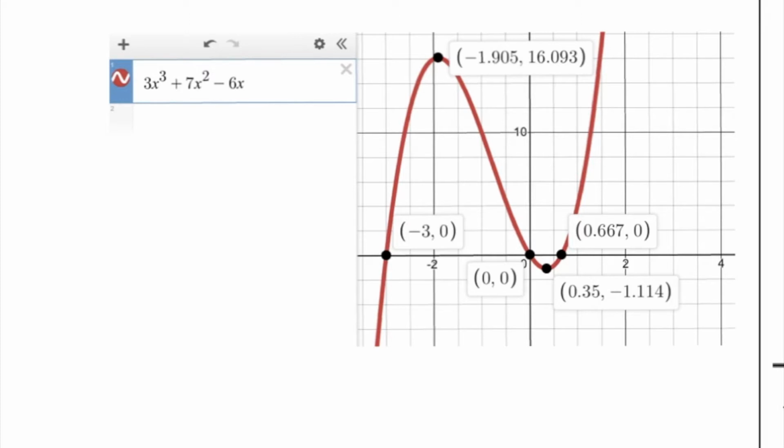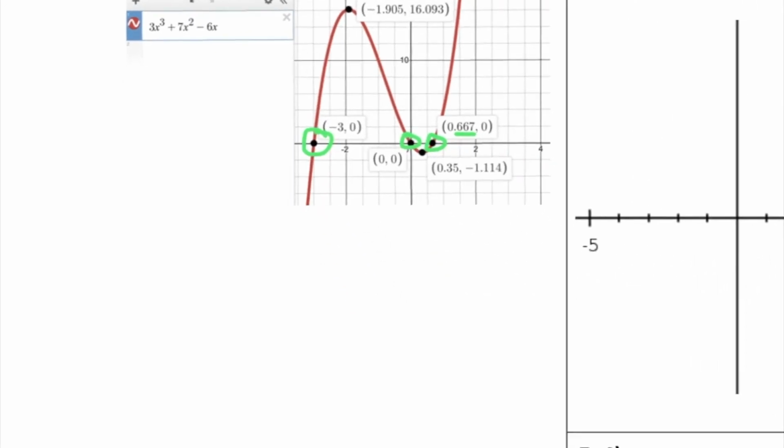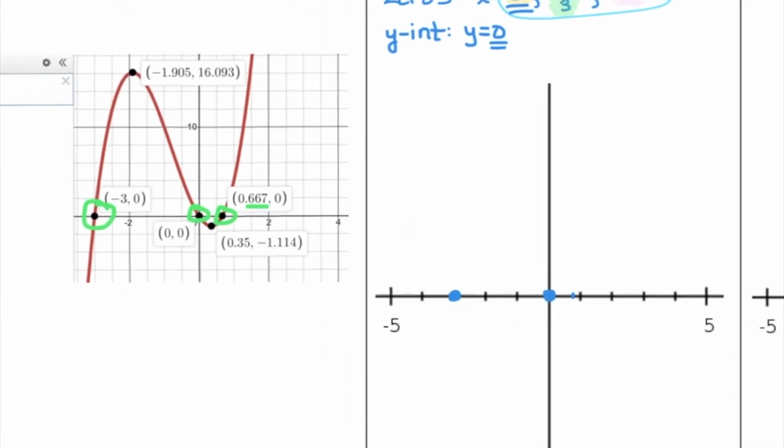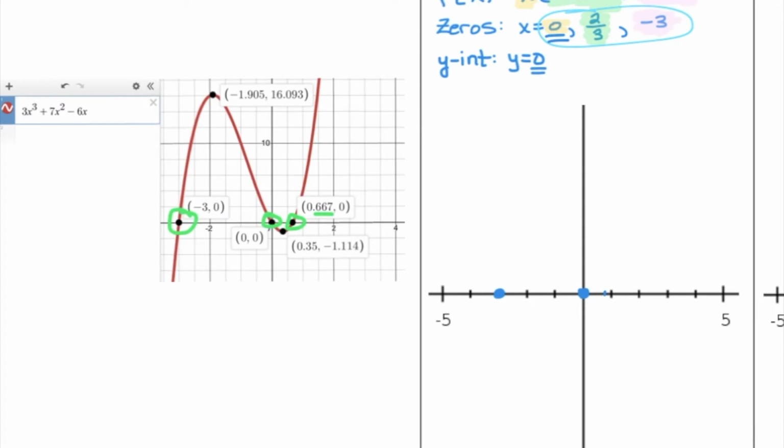I'll start by double checking the x-intercepts or the zeros that I had said were solutions, and there are these three: the -3, the 0, and then 0.67 is your 2/3, your positive 2/3. And so I'm going to go ahead and graph those 3 points: -3, 0, and then this positive 2/3 is going to be somewhere right in there. And here, the y-intercept is the same as x equals 0.